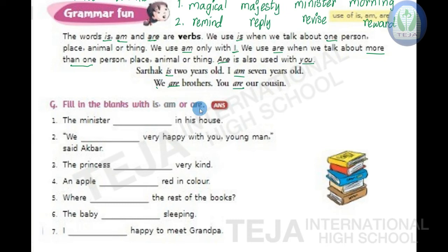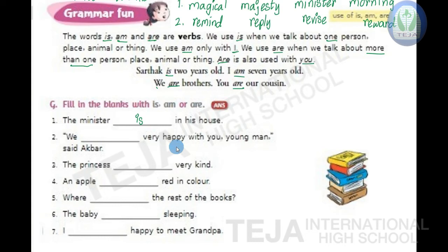Okay. Now here the first blank is: The minister dash in his house. So here minister is a singular form, so the word is used here. Okay, write is on the blank.